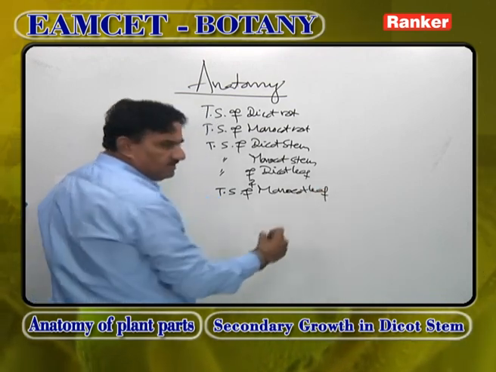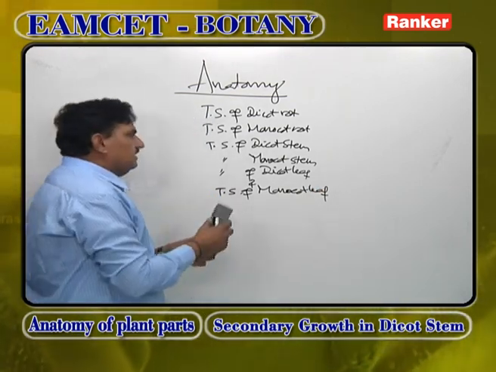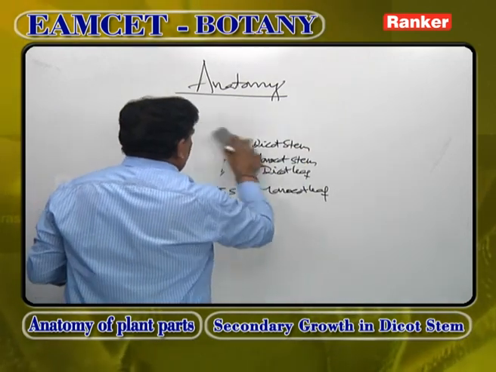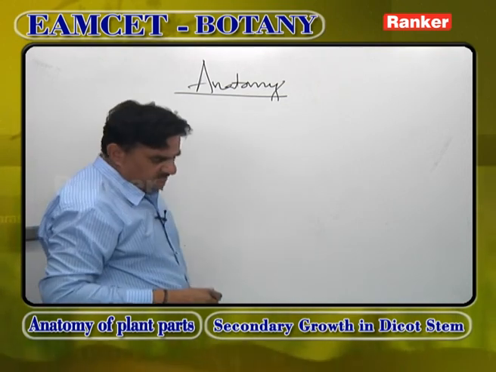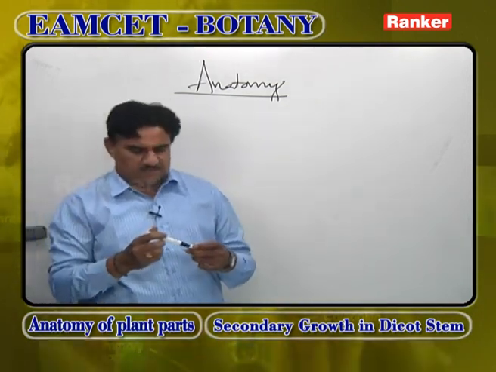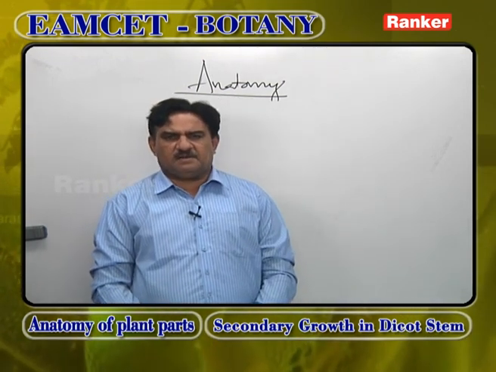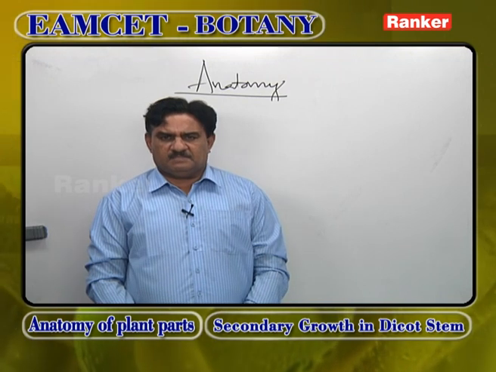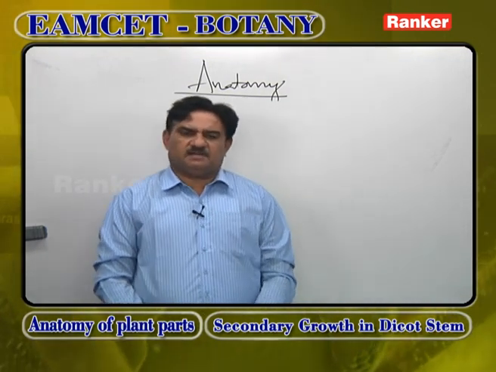Dicot leaf is also called dorsiventral leaf. Monocot leaf is also called isobilateral leaf. So, we discuss anatomy of TS of dicot root and TS of monocot root. Even though both are roots, there are some basic differences. In dicot root, pericycle produces lateral roots and cork cambia, whereas in monocot roots, pericycle produces only lateral roots, it does not produce cork cambia.